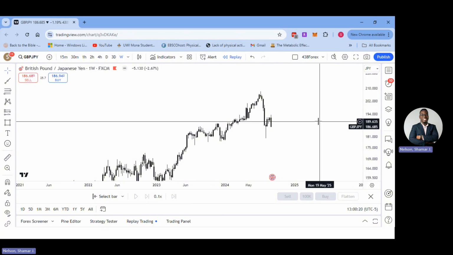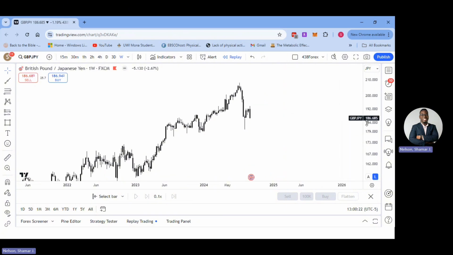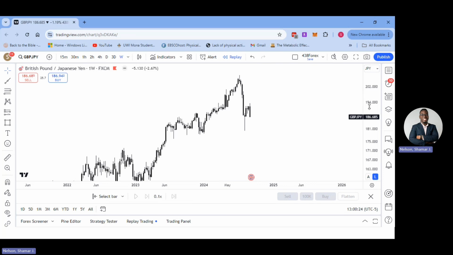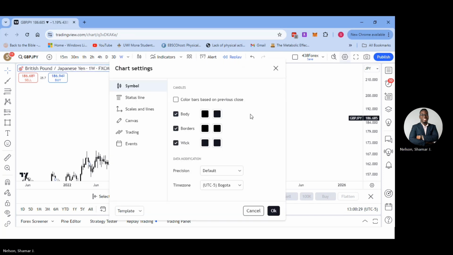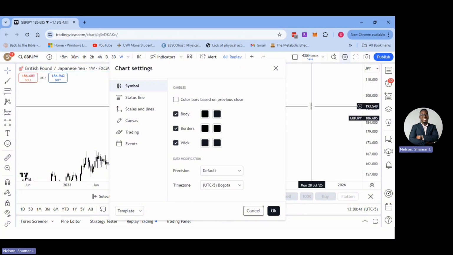Essentially, this is what the chart looks like. This is a plain chart with no markings on it. I have all my candles black, but you can decide how you want your candles. By clicking on the candle, you can change the color, whether you want your bearish candle to be a certain color versus your bullish candle to be a certain color.